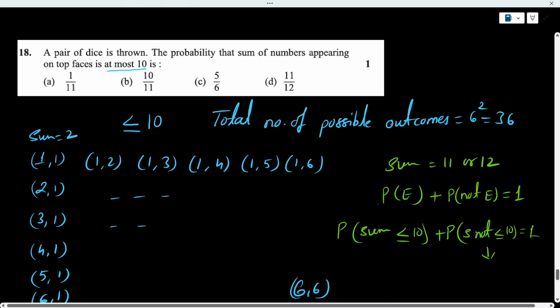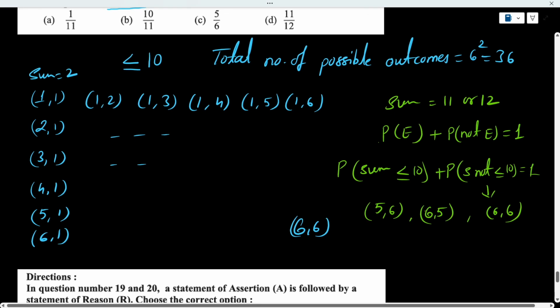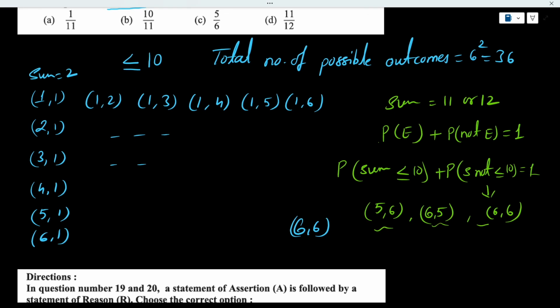If I take, it can be 11 or 12, right? Now how do I get 11 or 12? 5 comma 6 in fifth row, right? Then in the sixth row, it will be 6 comma 5 and then 6 comma 6. So how many of them are possible there? Only 3. 1, 2, 3, right?